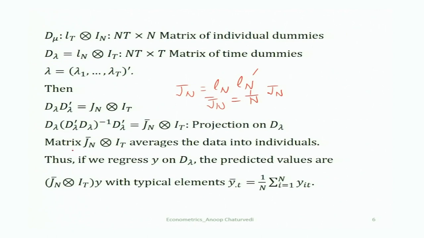Then just like the previous case, the matrix J_n bar Kronecker product I_t averages the data into individuals. So, if we regress y on D lambda, the predicted values are J_n bar Kronecker product I_t y, and its typical element is y bar dot t equal to 1 upon n summation i equal to 1 to n y_it. So, in fact, here you get the average over individuals.